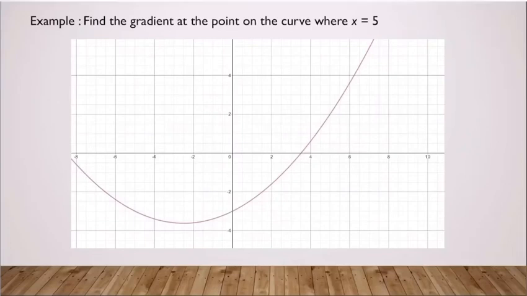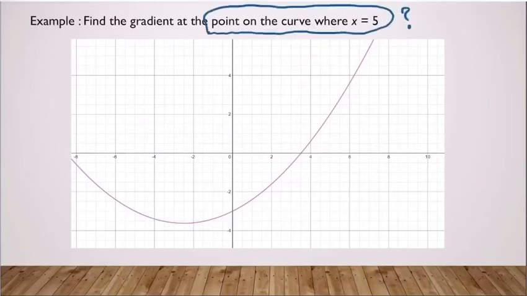Hello everyone. Now I'm going to show you how to find the gradient of a point on a curve. Let's use this example. Find the gradient at the point on this curve where x equals 5. So, where exactly is this point on the curve where x is 5?